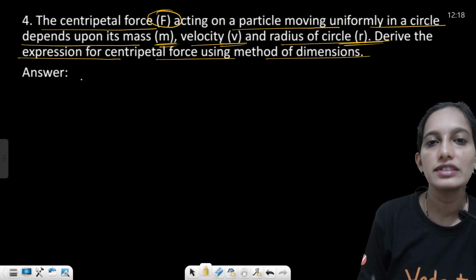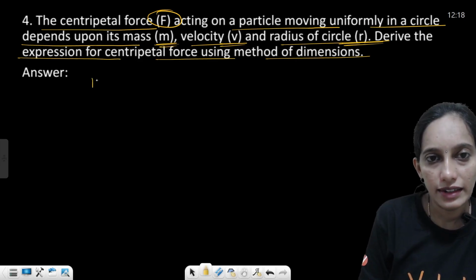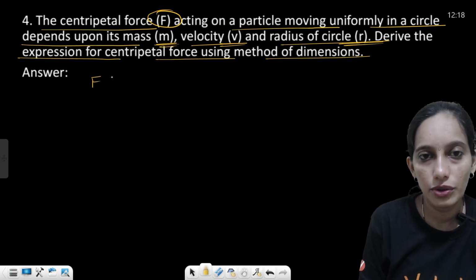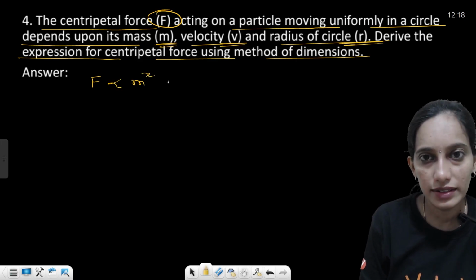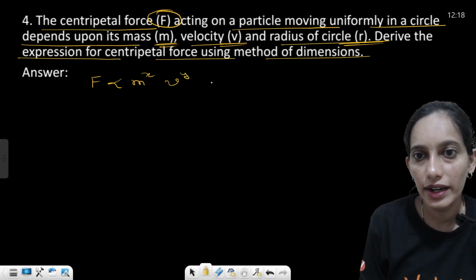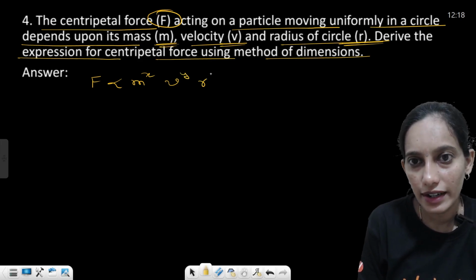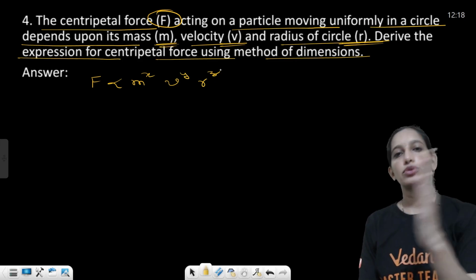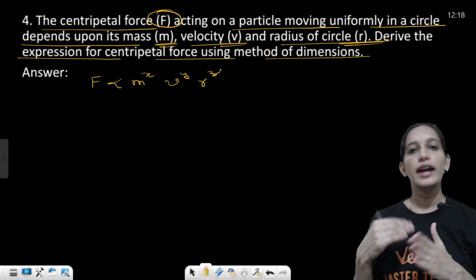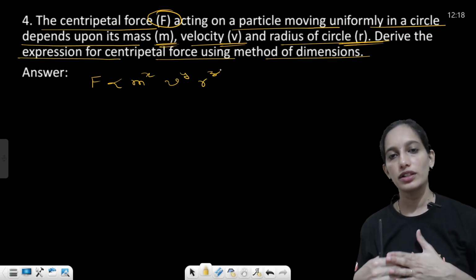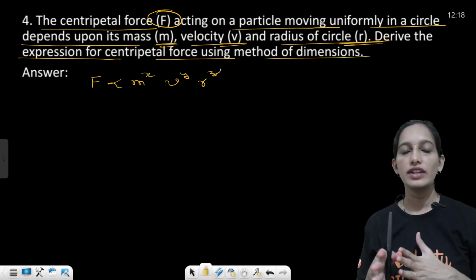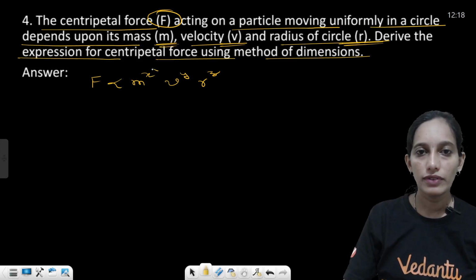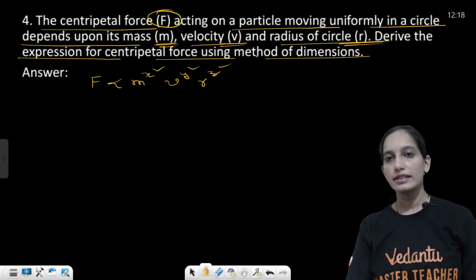So first we'll write down an expression by saying that force is going to depend on m raised to x, mass raised to x, velocity raised to y, and radius raised to z. Let us assume that the centripetal force is proportional to m raised to x, v raised to y, r raised to z. Currently I don't know on what power this force is going to depend on m, v, r. So our job is to find out the values of x, y, and z.